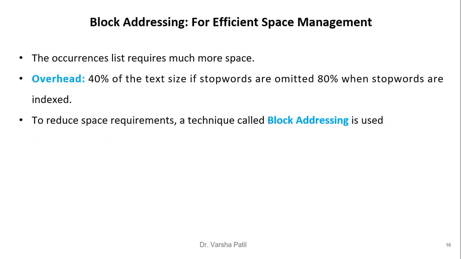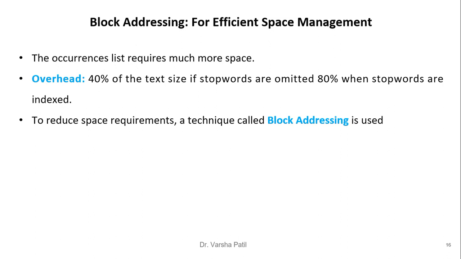Now in the inverted file index we can go for block addressing, for efficient space management. The occurrence list requires much more space, because whenever a particular word appears we need to write down the byte offset, character location or word location. It takes 40% of the text size if stop words are omitted, and 80% when stop words are indexed. So omitting stop words is a better option.